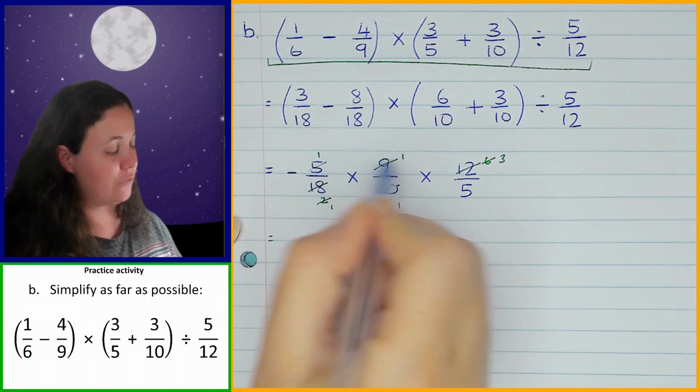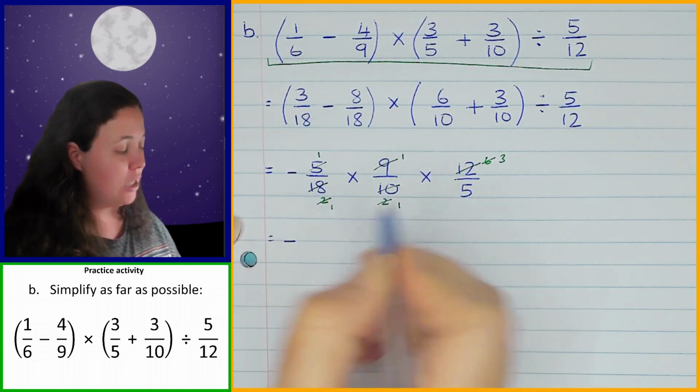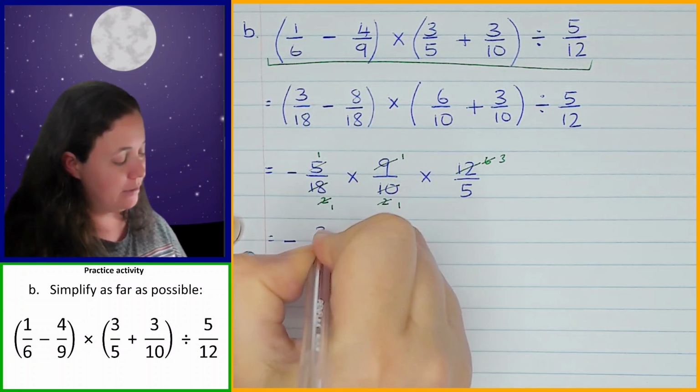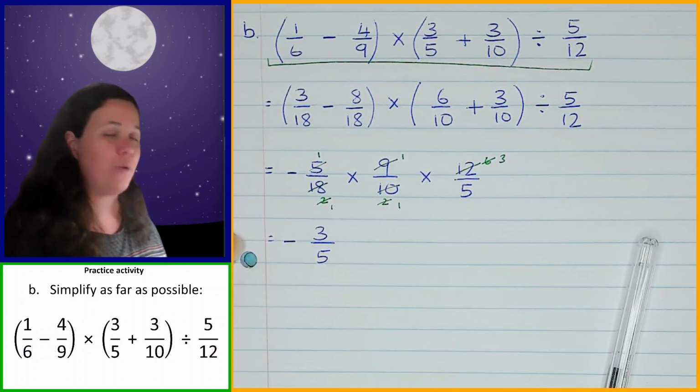And I've got a negative over here, so it's all going to be negative, because a negative times a positive is negative. So I've got negative 3 over 5. And that's what you should get for question B.